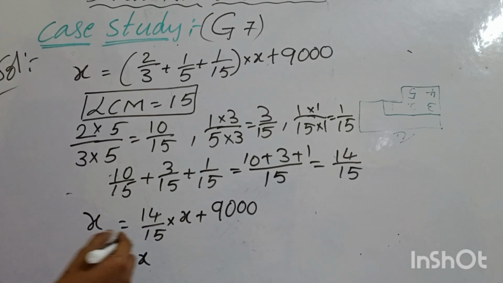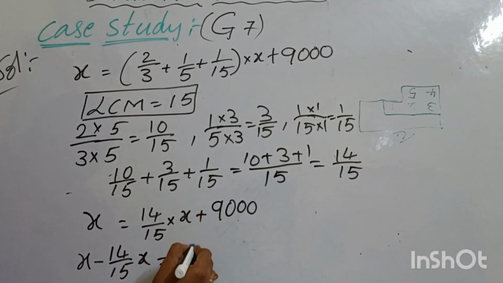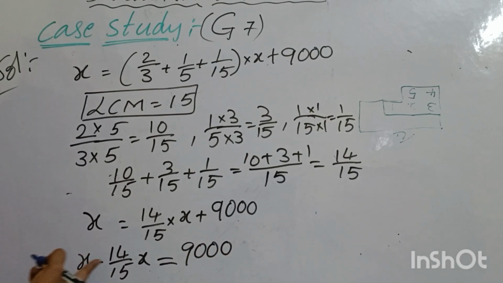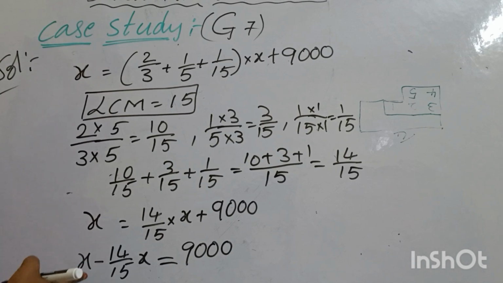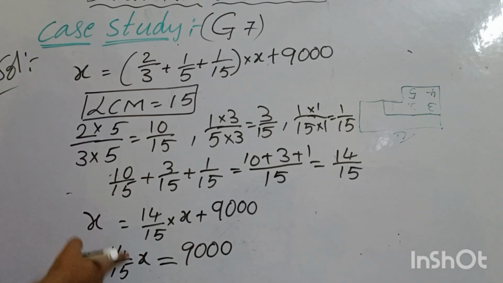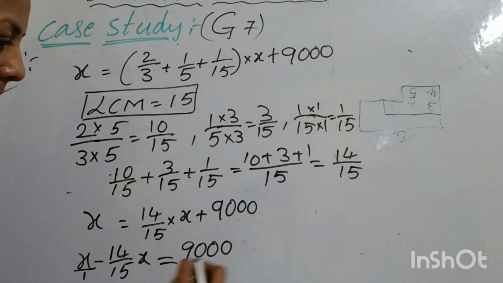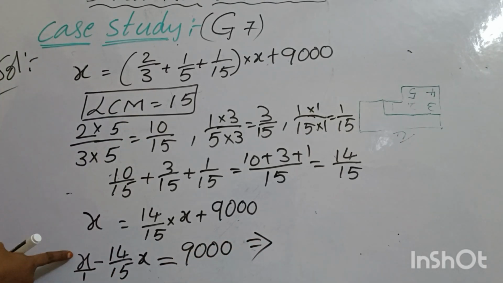Clear, children? It is equal to what is left over here, 9,000. Now how to solve this? See here, this is a fraction and this is a whole number. So how to solve it? This X has nothing below it, so can I write it as X by 1? See here, this is X by 1, and this is 14 by 15 into X.